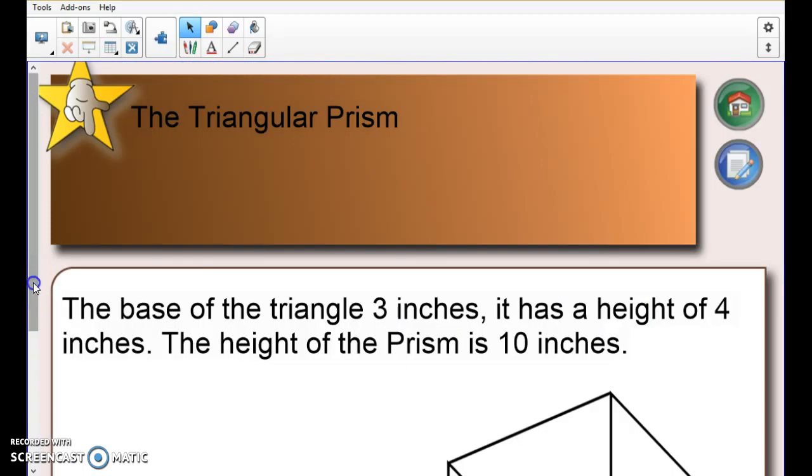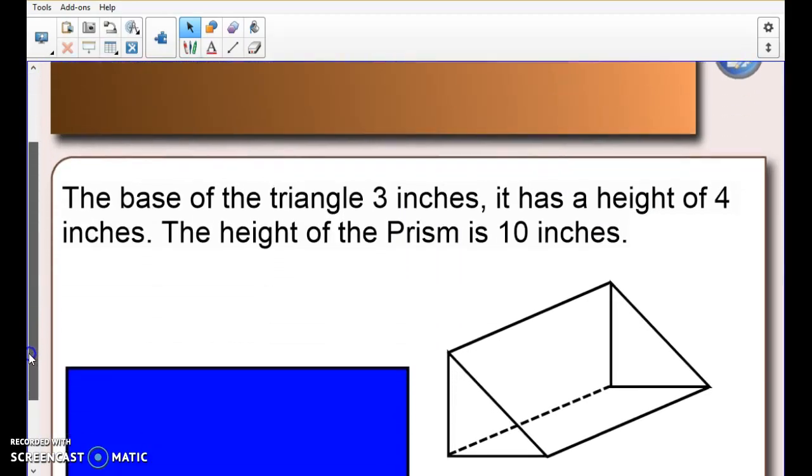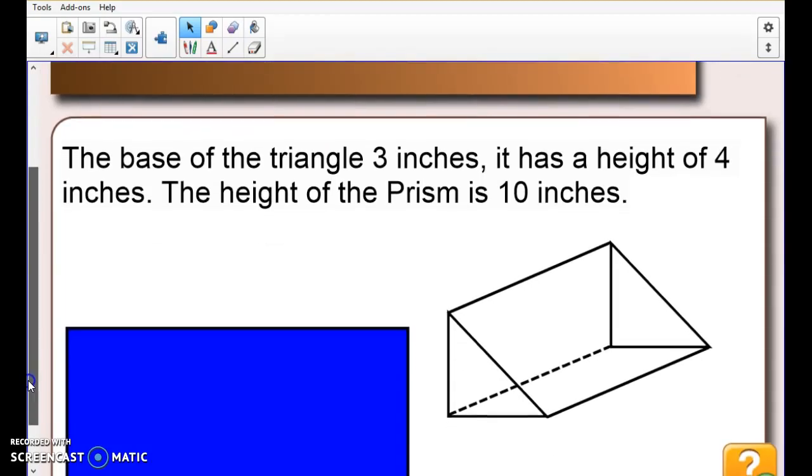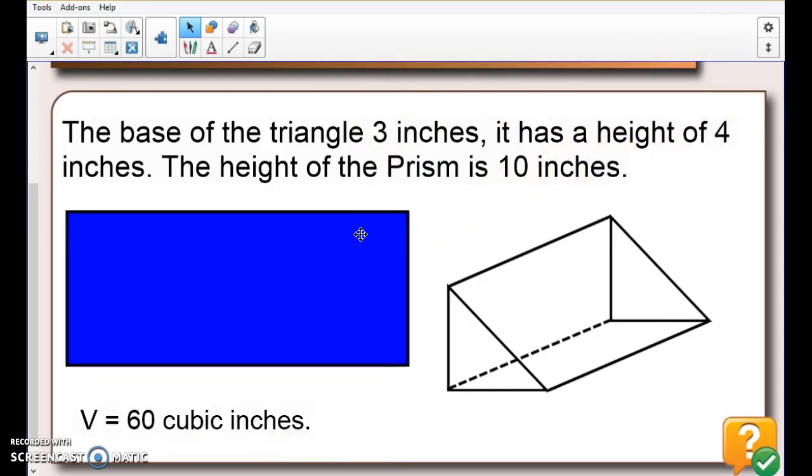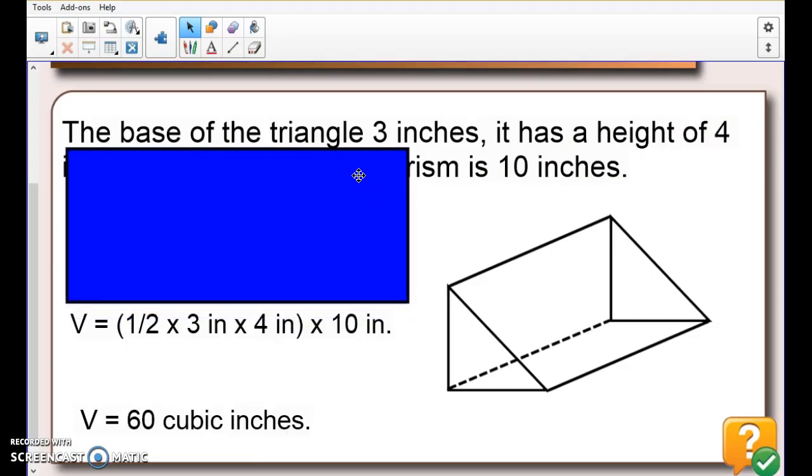All right, triangle, remember, is pretty much the same thing, except since it's a triangle, you're going to divide by 2. Doesn't matter when you divide by 2, you can do it whenever. So I have a base of 3, height of 4, and the height of the prism is 10. So 3 times 4 is 12. 12 times 10 is 120. 120 divided by 2 gives us 60.